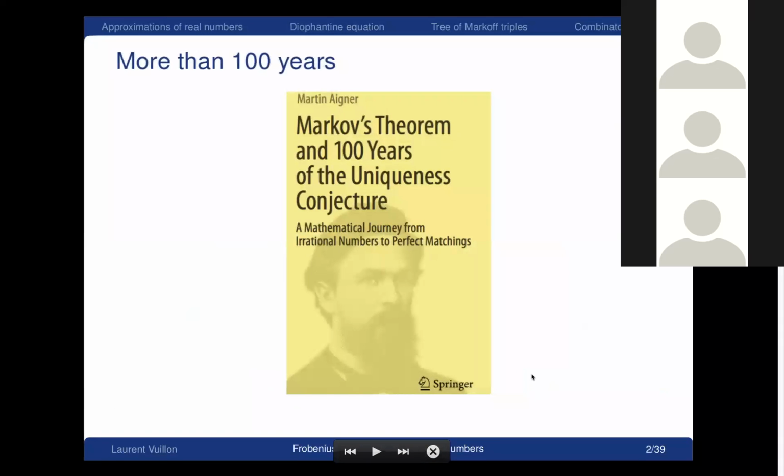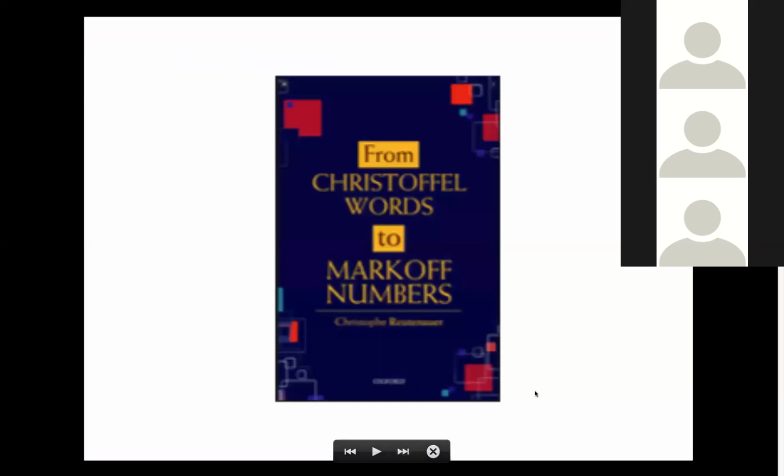So it's a really long story. In fact, it's a problem that has more than 100 years. And this is a really nice book of Martin Aigner about Markov's theorem and 100 years of the uniqueness conjecture. I really like this book because it's a book with number theory, hyperbolic geometry, perfect matching, tiling, and of course, combinatorics on words. And you also have this quite new book of Christophe Reutenauer about the problem, from Christoffel words to Markov numbers.